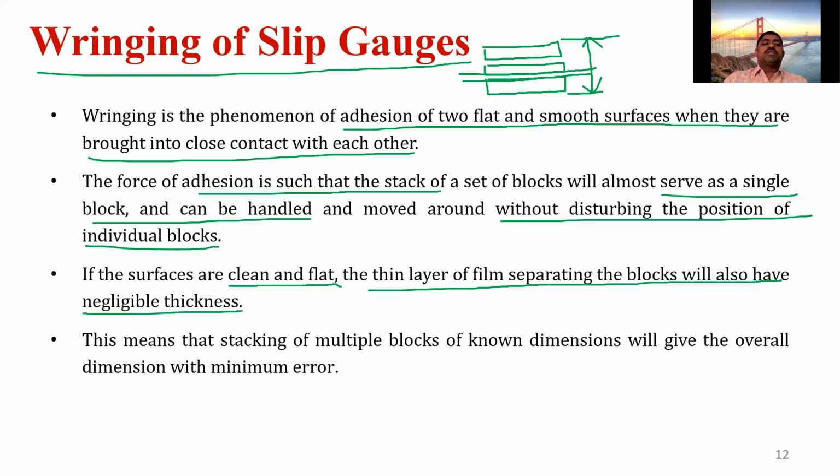If they are properly wrung and stick together, the air gap between these two can be very small, of negligible thickness. If there is faulty ringing of these slip gauges, or if you use more slip gauges to pile up the required height, the air gap between the slip gauges also accumulates and increases the error in measurement. So the stacking of multiple blocks of known dimensions will give the overall dimension with the minimum error.